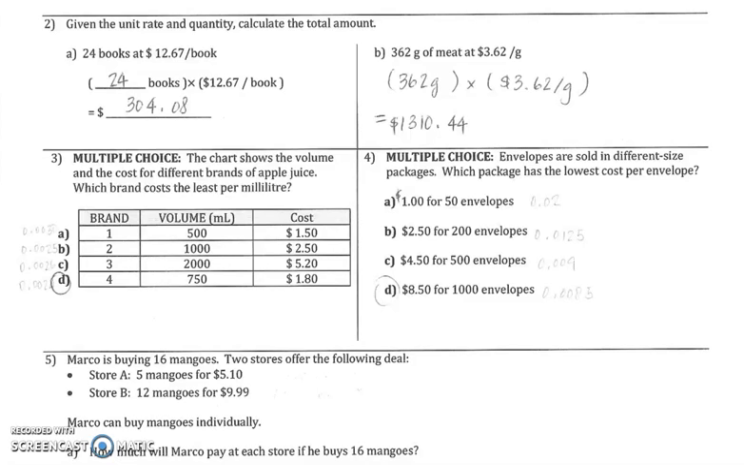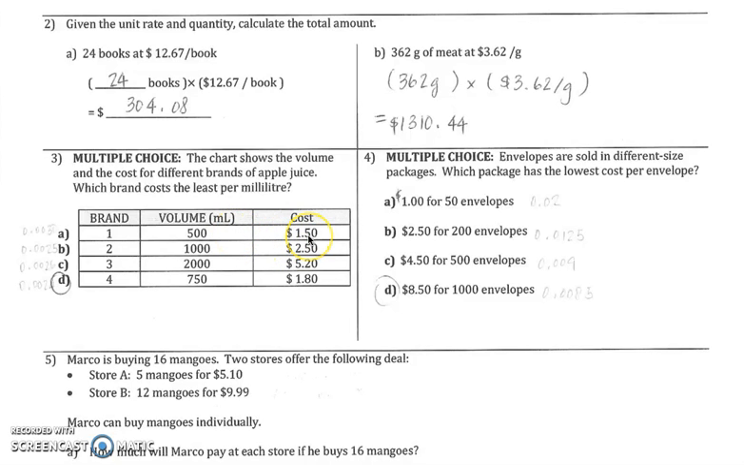Number 3 is a multiple choice question. The chart shows the volume and cost for different brands of apple juice. Which brand costs the least per milliliter? Different volumes are given here. So the easiest way to compare these prices is to find the unit rate, how much it costs for 1 milliliter of juice. So you have to divide, remember, the money by the volume.